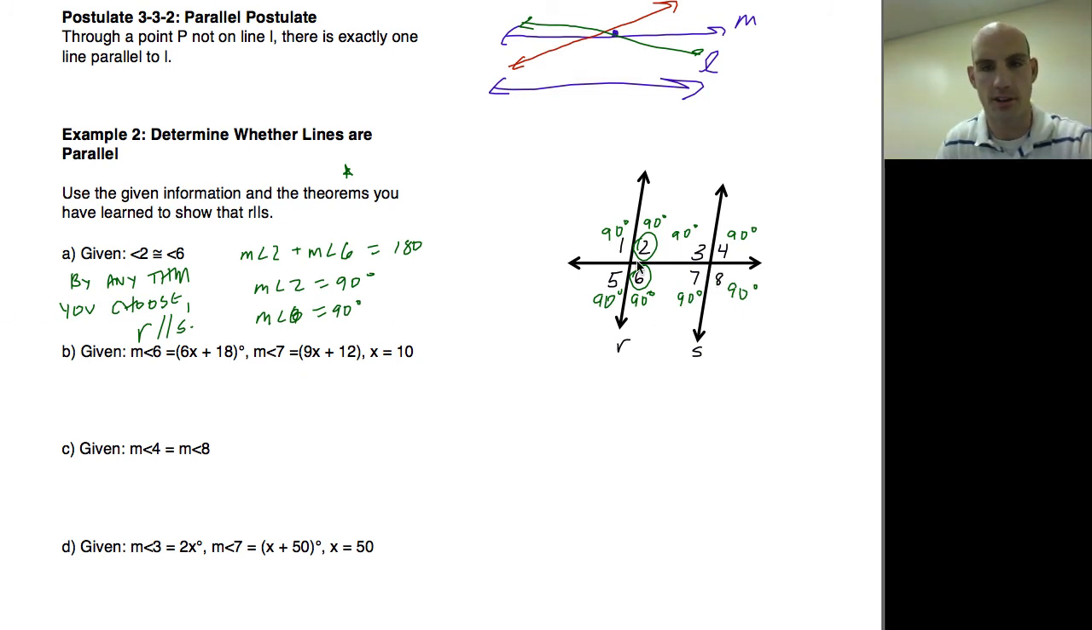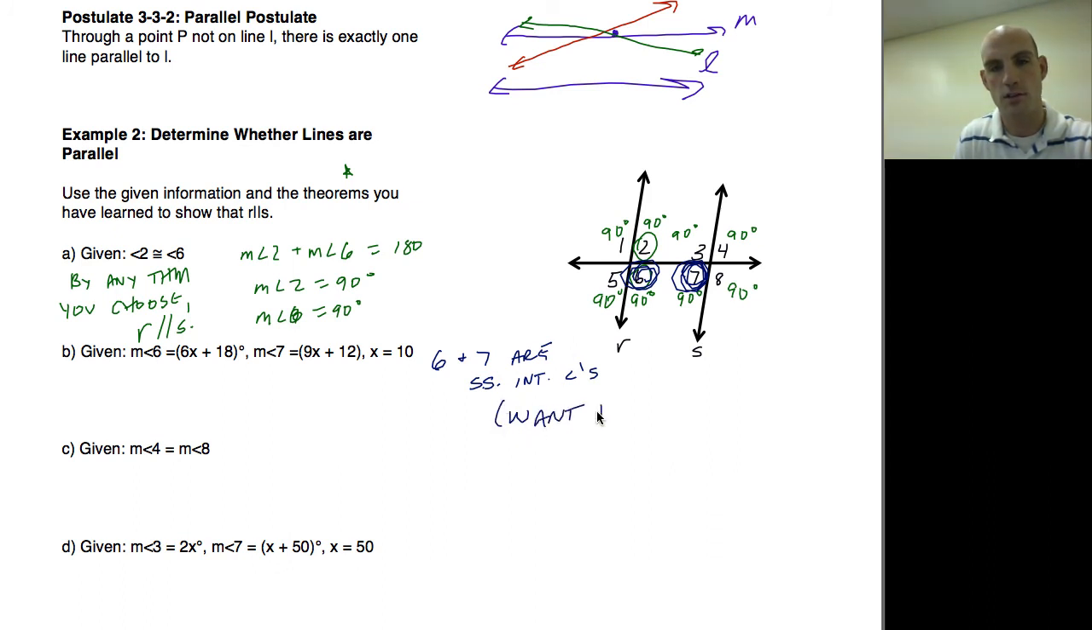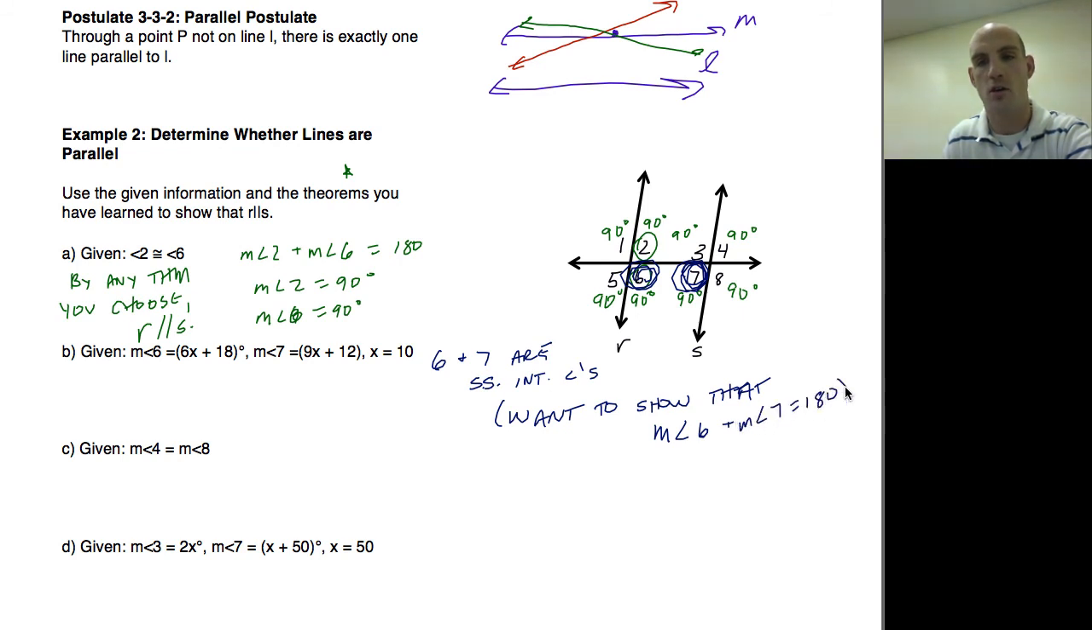6 and 7. I'll go in blue for this one. 6 and 7 are same side interior angles. In parentheses, want to show. What do we want to show if these are going to be parallel? Same side interior angles. We want to show that measure of angle 6 plus measure of angle 7 equals 180.